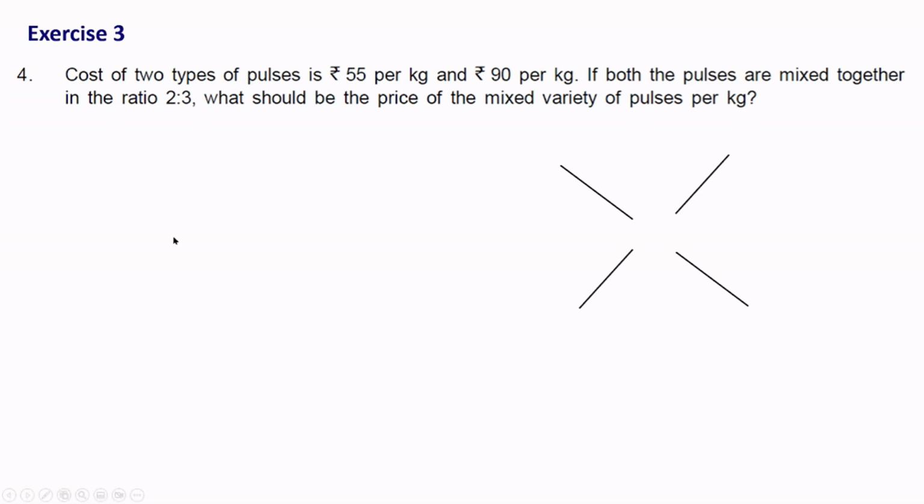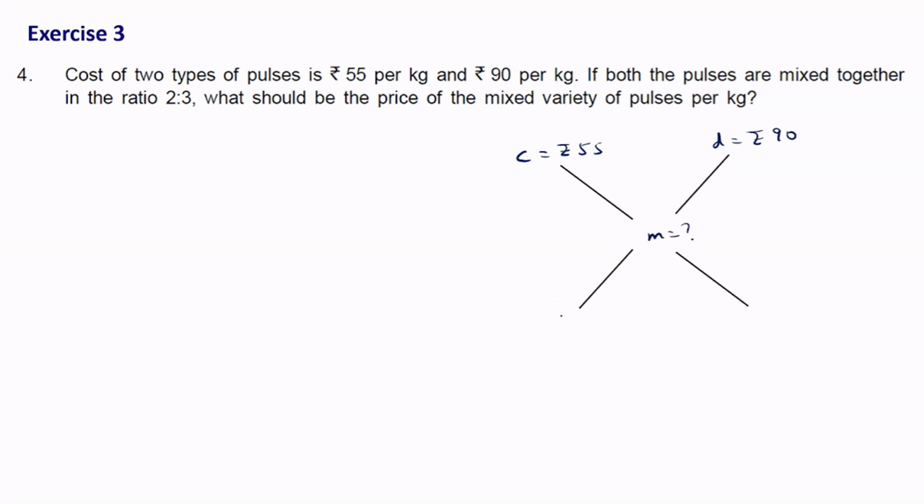Moving on to the next question. Cost of two types of pulses is rupees 55 per kg and rupees 90 per kg. If both the pulses are mixed together in the ratio 2:3, what should be the price of the mixed variety of pulses per kg? So here the cost of the cheaper ingredient is given, it is rupees 55, and the cost price of the dearer ingredient is given, rupees 90. We have to find M.